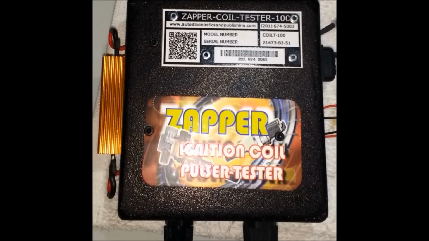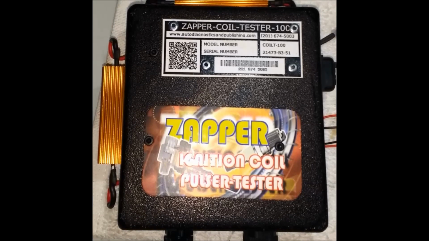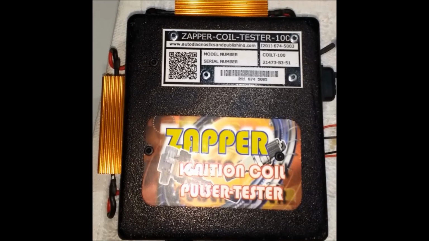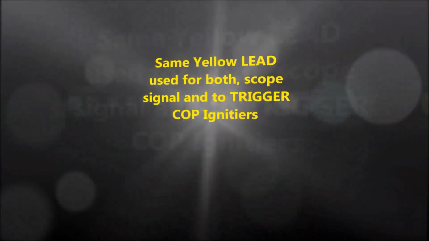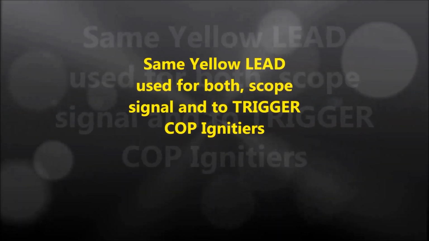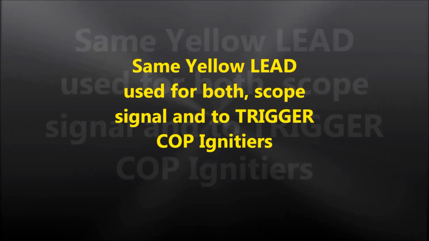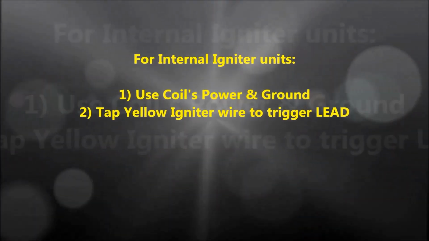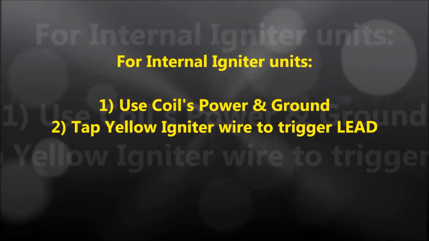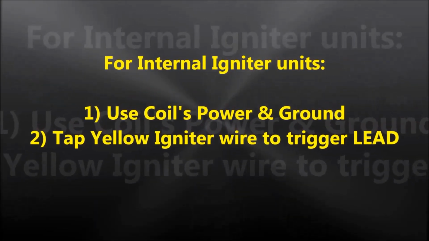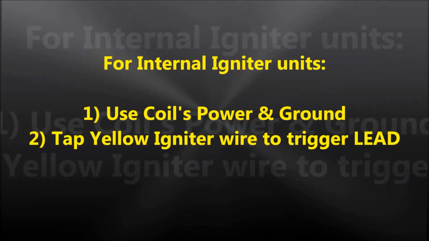So there's a lot of coils that you've seen, with three or four wires, and the actual ignition module, the igniter, is inside. So this is the wire that you're going to use to trigger those types of units. In such cases, you're not going to use the high tension, high current wires that you see being connected to the ignition coil. You're just going to need power and ground that's already there with the connector.